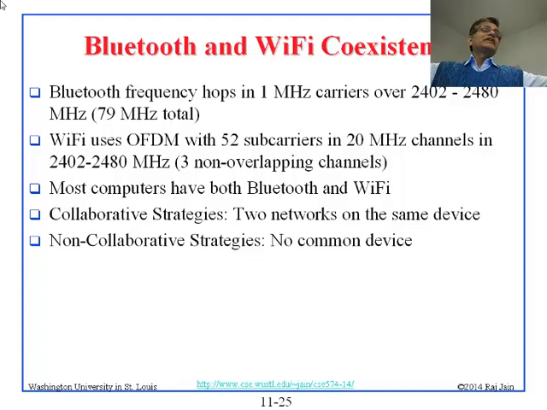Bluetooth uses the whole 79 megahertz, sorry, 20 megahertz and 79 megahertz. Right? Everybody agrees with that? All right. So the question is, how do we avoid clashing with each other? And so there are two sets of strategies. One is a collaborative strategy.